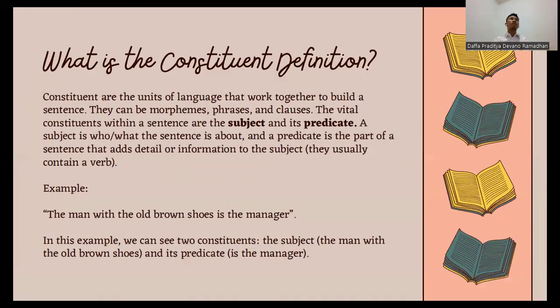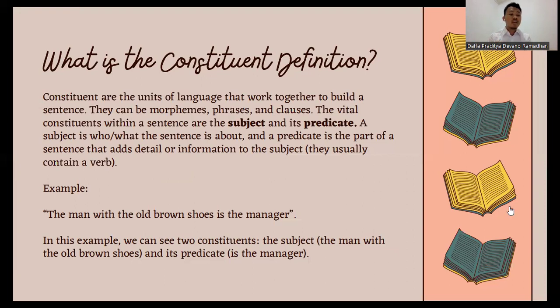Next, before we jump into the linear order of constituent, we have to know what the definition of constituent itself is. So constituents are the units of language that work together to build a sentence. They can be morphemes, phrases, clauses, and the vital constituents within the sentence are subject and its predicate. A subject is who or what the sentence is about, and a predicate is a part of a sentence that adds detail or information to the subject, and they usually contain a verb.